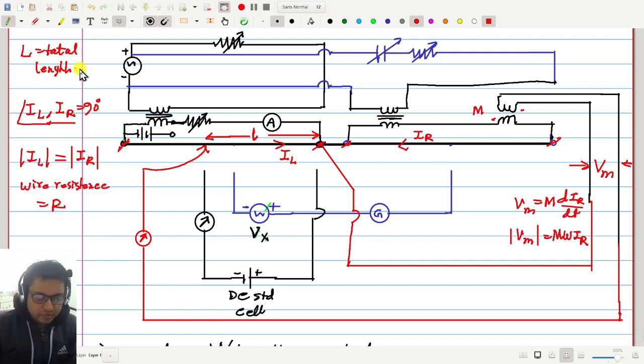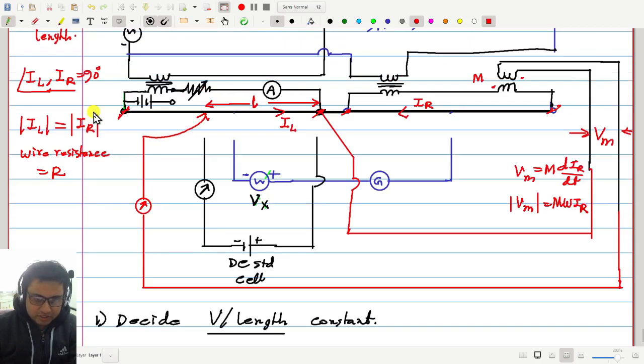Okay, so that means I'm running out of space. So I think the length will be L omega M I_R by R I_L. Okay, I think you are correct.